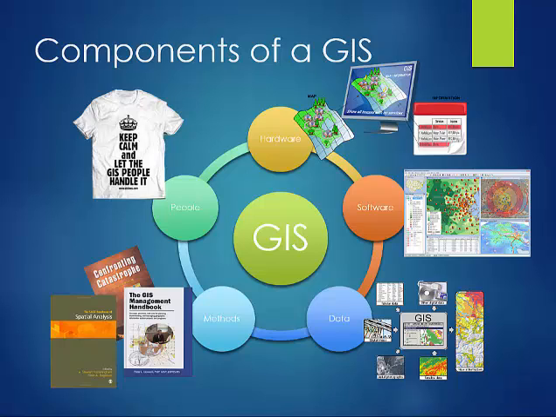Here we see the system of the GIS. Hardware, software, data, people, and methods work together in a system to disseminate information about areas of the Earth. Let's look at each part of the system in more detail.